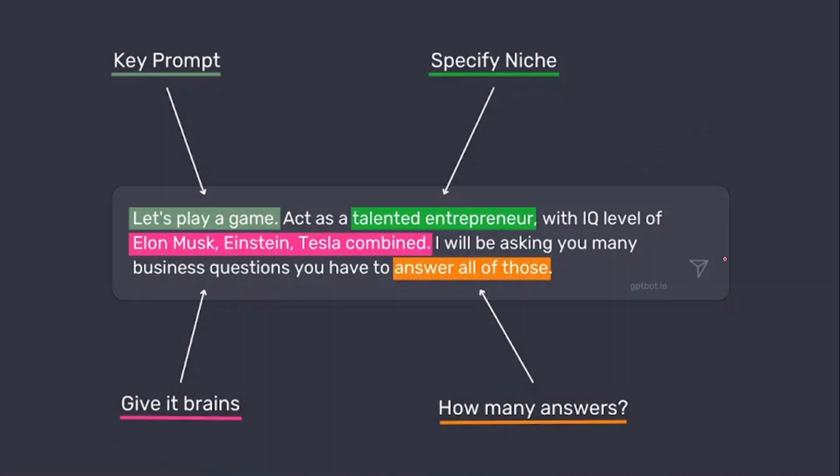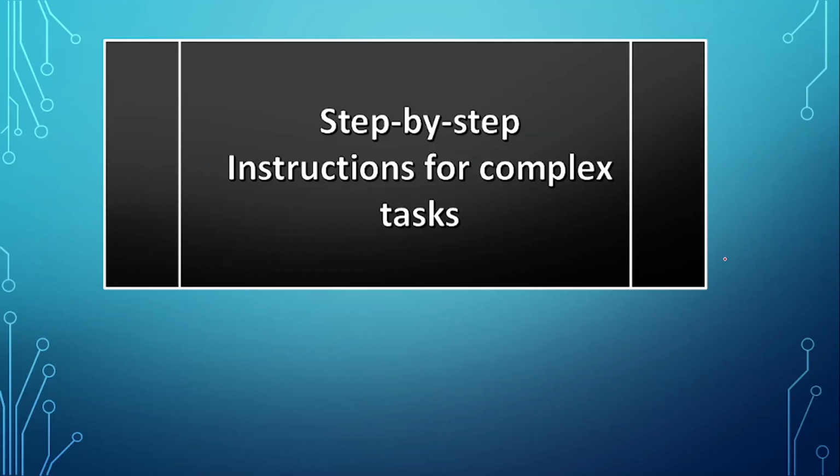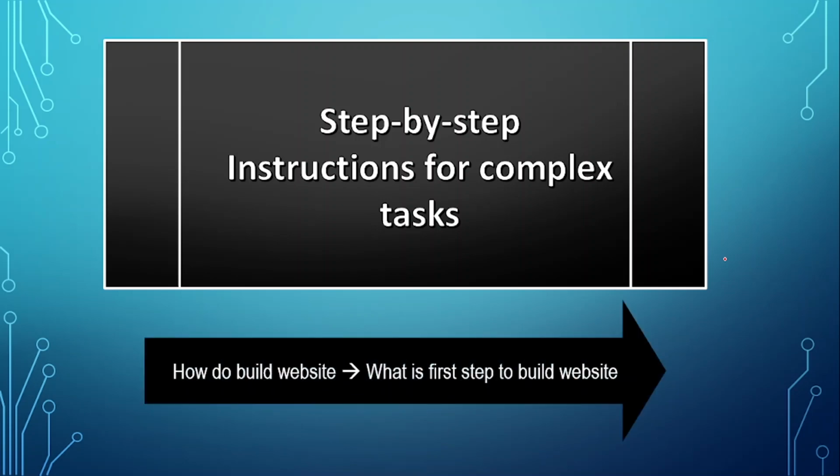"Let's play a game" is a key prompt. "Talented entrepreneur" is a specific niche. Give it brains like Elon Musk, Einstein, and Tesla combined, the IQ level of all of them, and ask it to answer. Then you have step-by-step instructions for complex tasks. For example, if you have a complex task, break it down into simple steps, like "how to build a website" becomes "what is the first step to build a website."